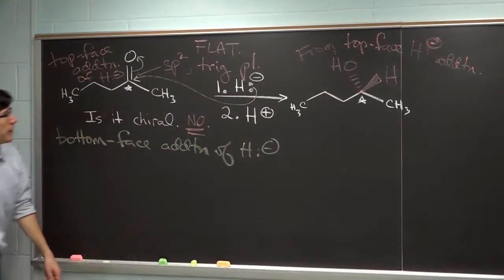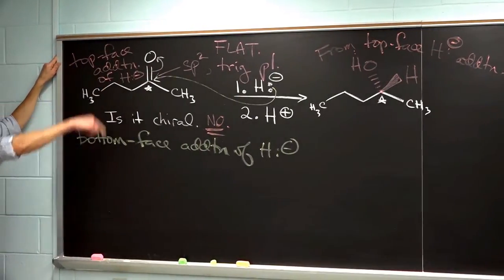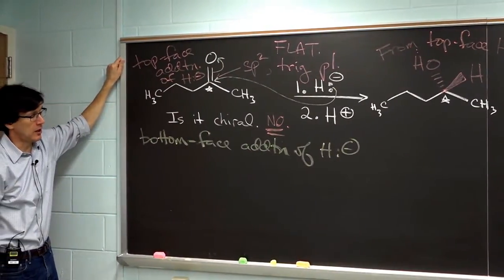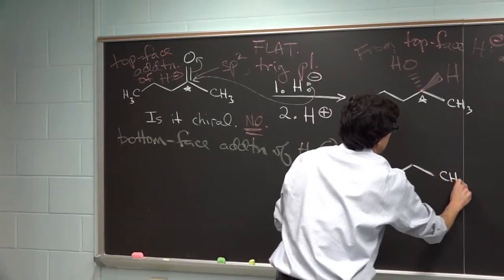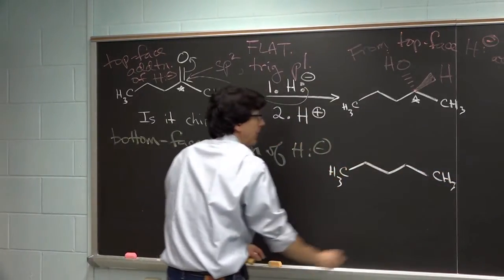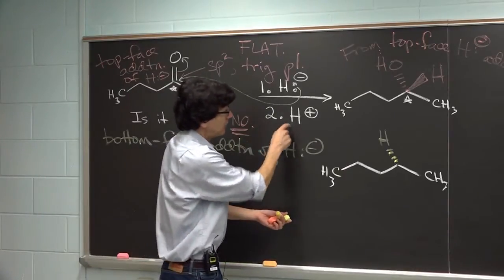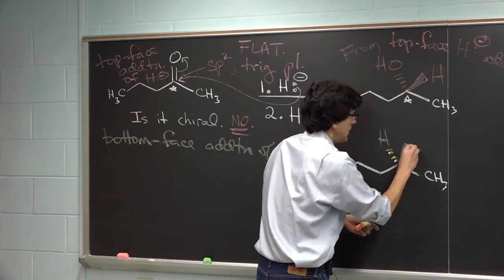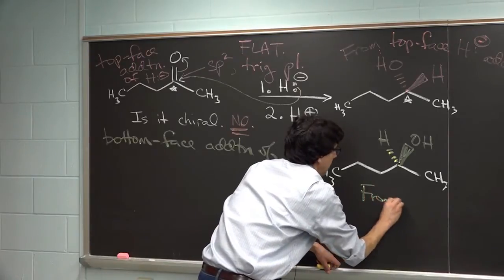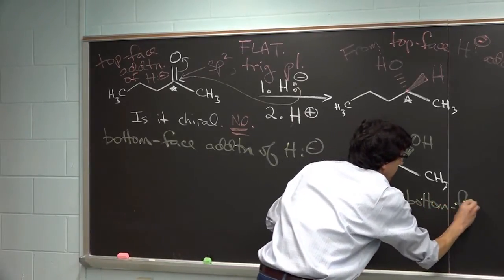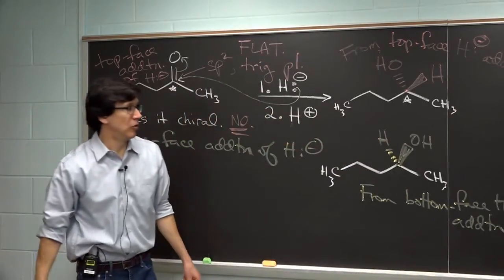All right? What about the bottom face addition, the yellow product? If the hydride, instead of coming from the front, from where you're sitting, comes from the back of the board, what would the product look like? The main carbon chain would be the same, like this. But the hydride would have added from the back. And then after step 2, after the protonation step, that would mean that the OH group would be forward. So this is from bottom face hydride addition to the carbonyl group.